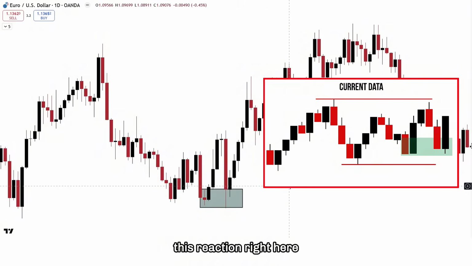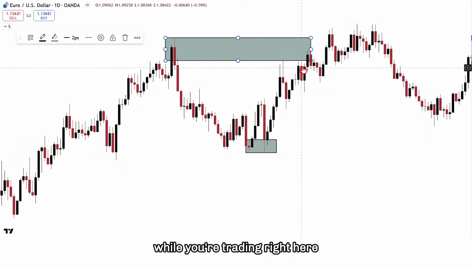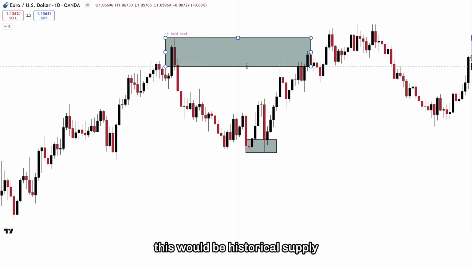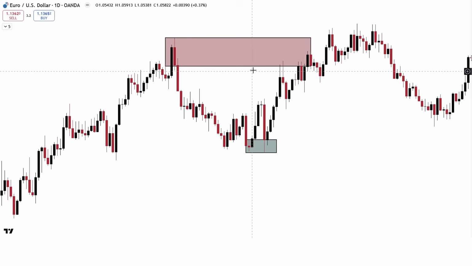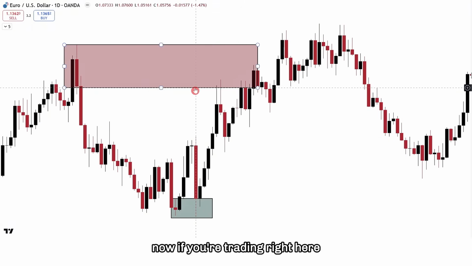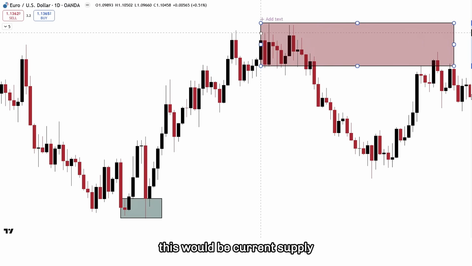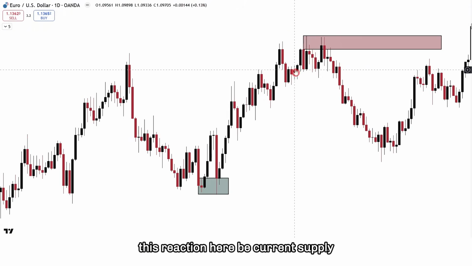This reaction right here. So let's have a few more examples. Let's say you are looking at a rejection right here. While you're trading right here, this would be historical. This will be historical supply. Now, if you're trading right here, this would be your current price action. This would be current supply. This reaction here would be current supply.